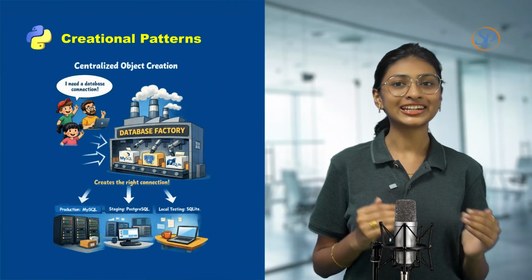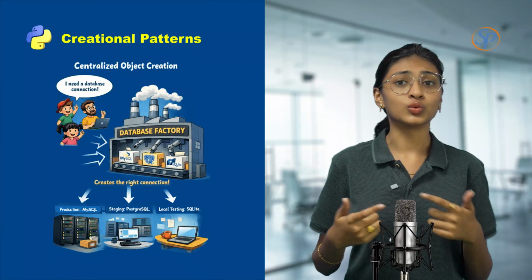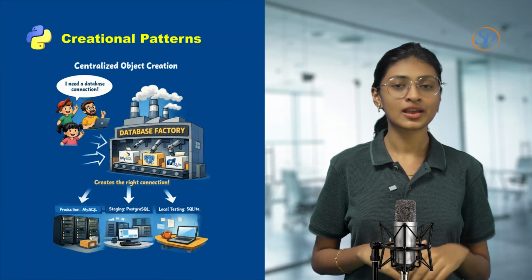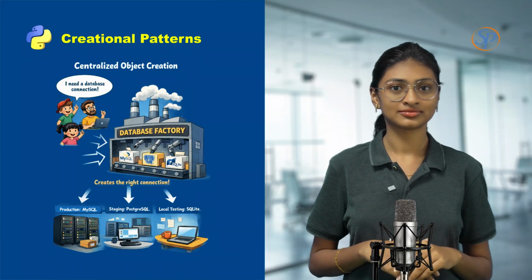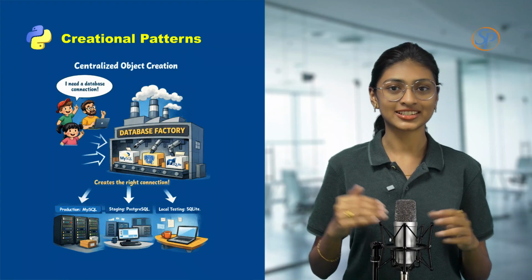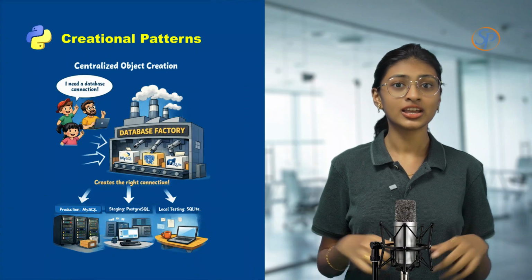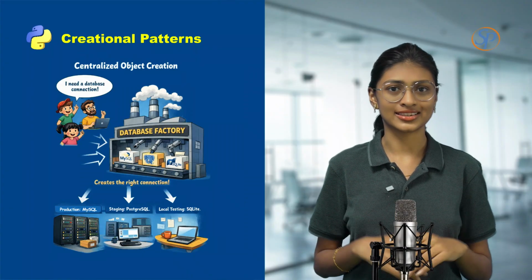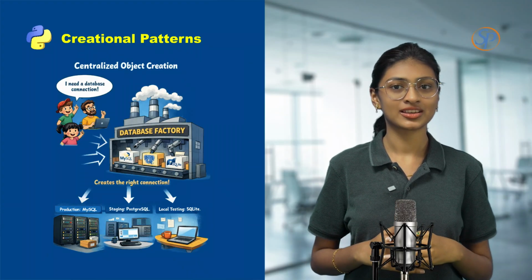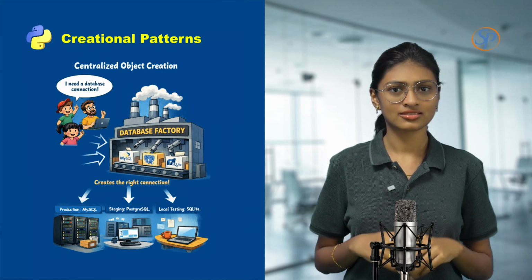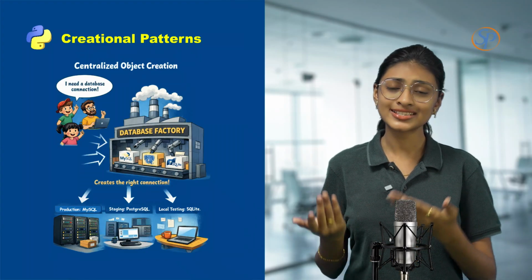For example, database connection factory. Imagine an application that works with different databases. MySQL in production, PostgreSQL in staging, SQLite in local testing. If every part of the code creates its own database connection, changing databases becomes risky. A factory solves this by hiding creation details. The rest of the system simply asks, "Give me a database connection." It does not care how it is created.